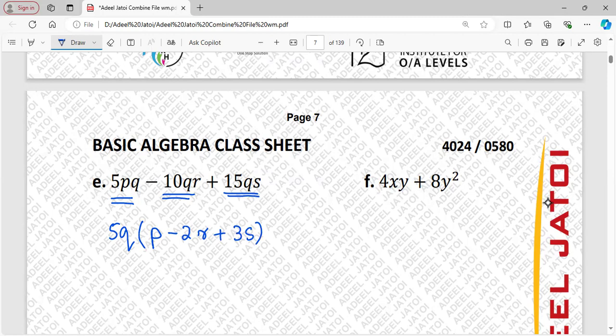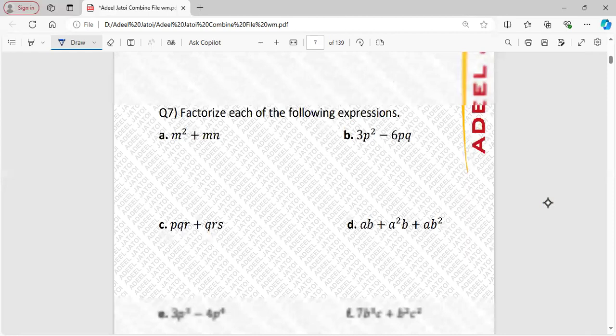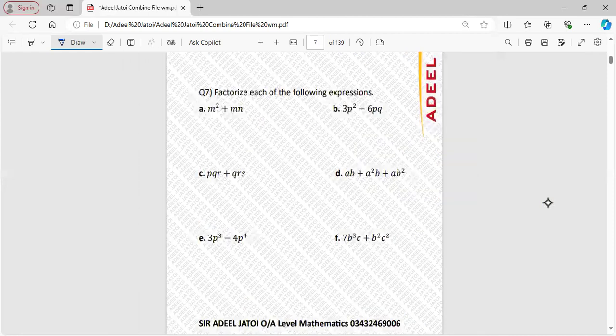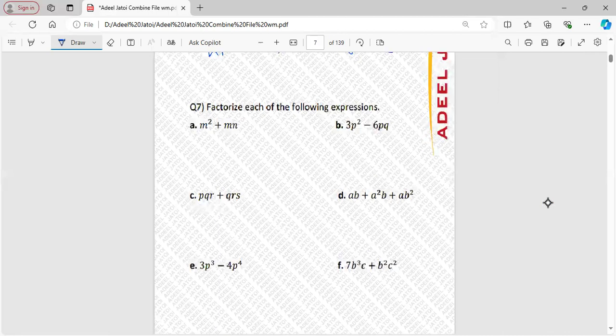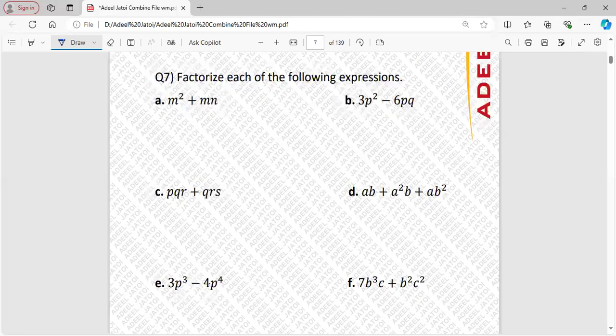And 4xy plus 8y square. What do you see common? 4y. You're left with x plus 2y. So in a similar way, you see that question number 7 is there. Attempt question number 7, parts A, B, C, D, E, and F. Okay, your pace should have increased by now, so let's just quickly do this.